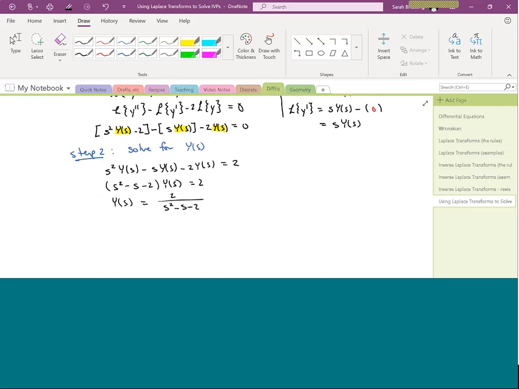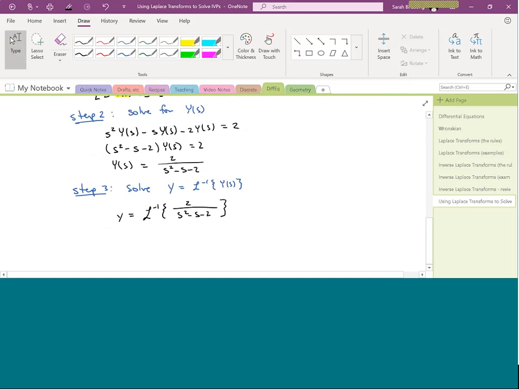And that's it. Third step. Well, I did not want that one to be black. Third step is we're going to go ahead and use that capital Y to solve for the solution. So solve for your solution, which is the inverse Laplace transform of the capital Y guy that we just found. So y equals the inverse Laplace transform of 2 over S squared minus S minus 2. Notice why we needed now both Laplace transforms and inverse Laplace transforms, because we're going to use them both.